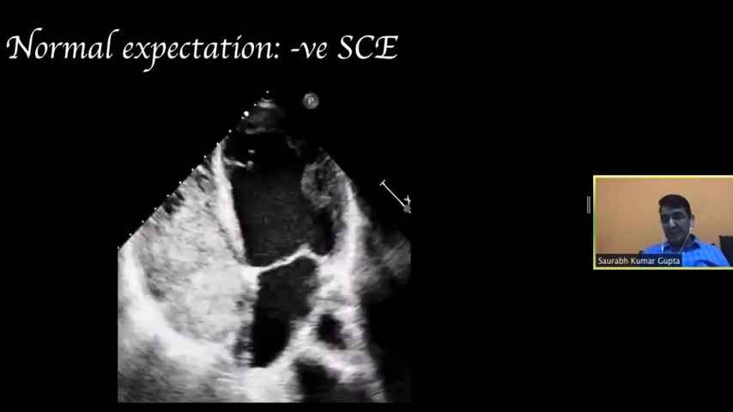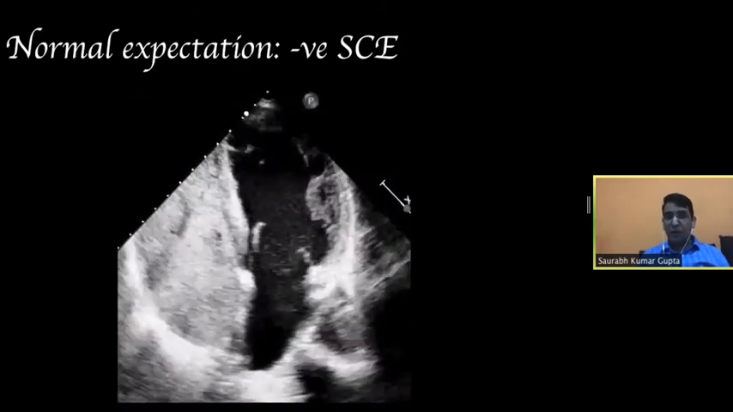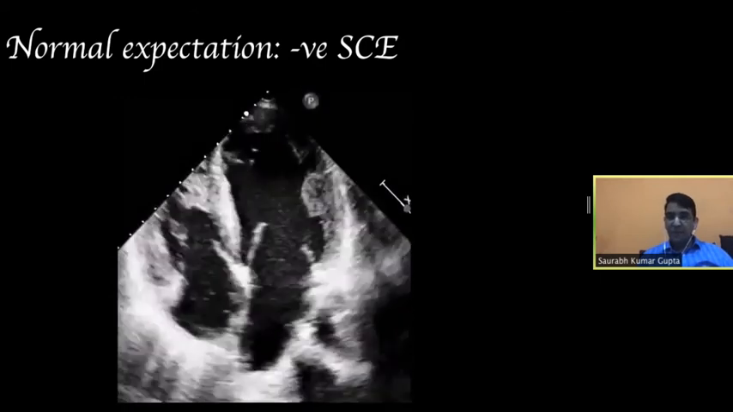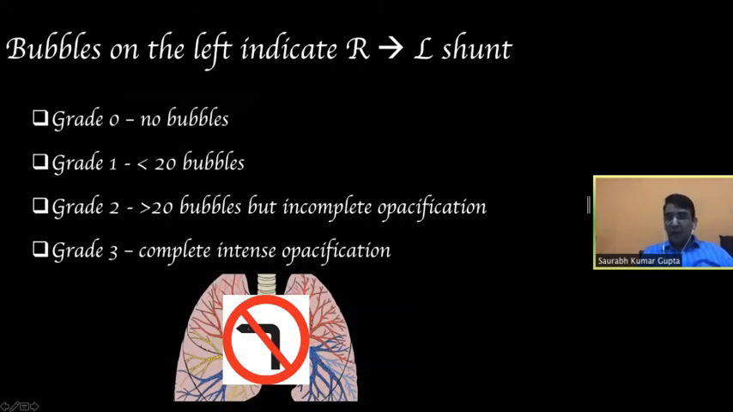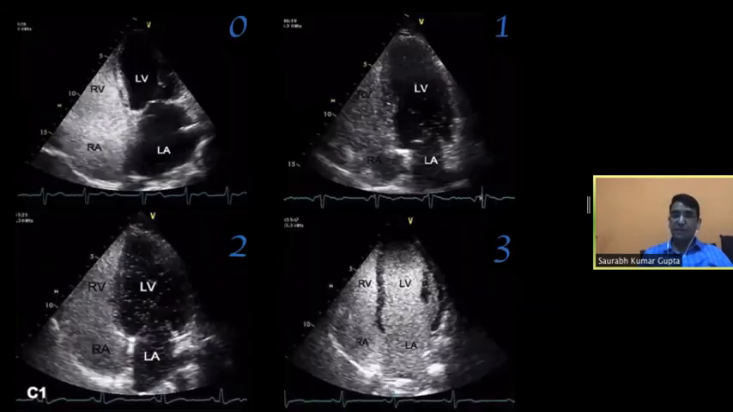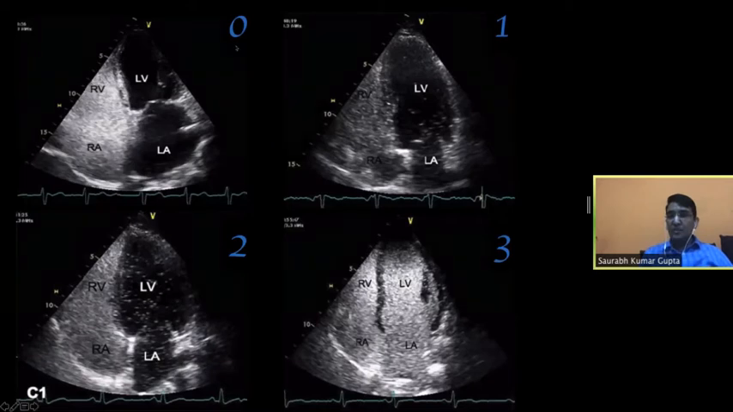Now, as I showed this image earlier, this is the normal expectation when we put the contrast in. And I also told that the lungs actually give the signal of no left turn, so they don't allow the bubbles to enter into the left side. But if they enter, then you grade it in a semi-quantitative manner: grade 1 if there are fewer than 20 bubbles, grade 2 if there are more than 20 bubbles but incomplete opacification, and grade 3 if there is complete intense opacification of the left-sided chamber. Now, this is what we call grade 0, grade 1, grade 2, and grade 3.